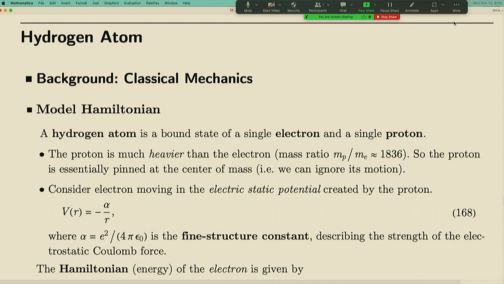Okay, I guess maybe we can start. So welcome to 130B, Quantum Mechanics. Today we are going to continue our discussion of the hydrogen atom and hopefully finish this section.